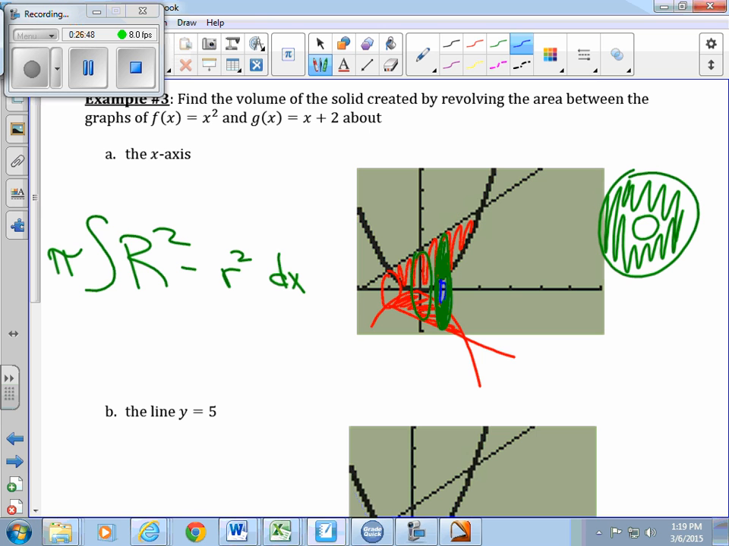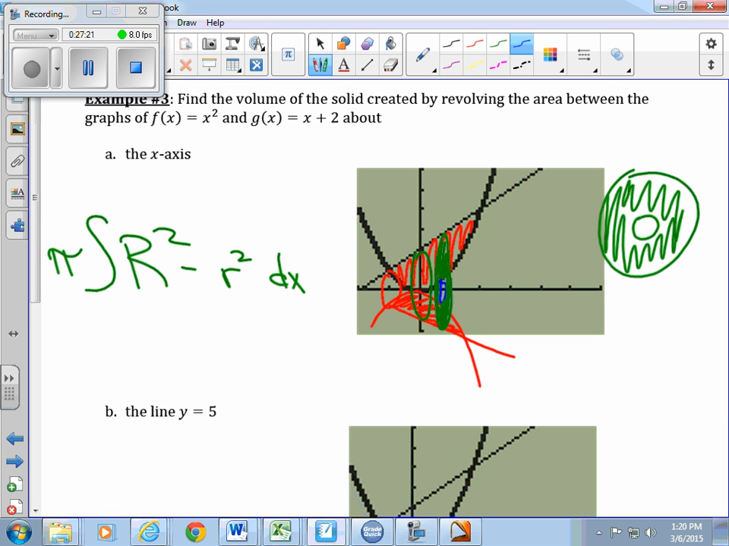Well, let's look. The outer circle is this green circle. Right? Everyone agree? Green circle? What is the radius of the green circle, the whole green circle? X plus 2. Does everyone agree? X plus 2 is the radius of the green circle. Any questions about how I know that?